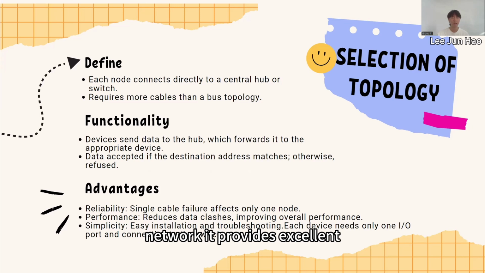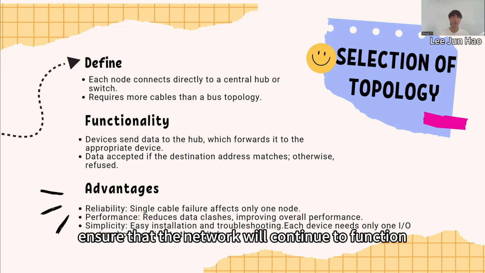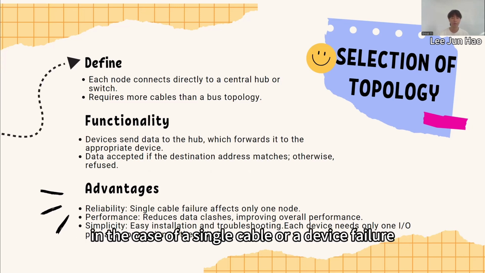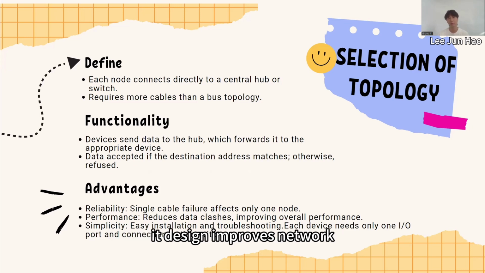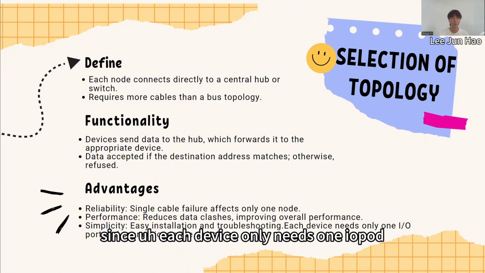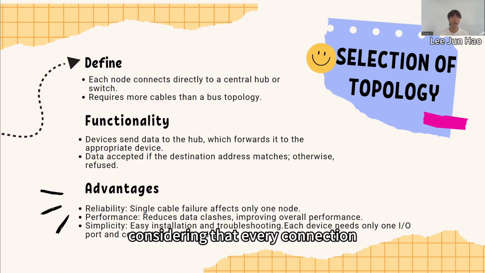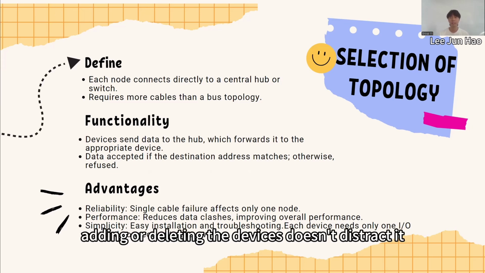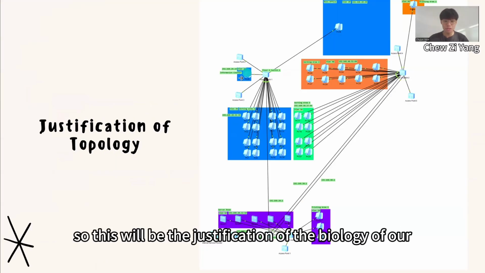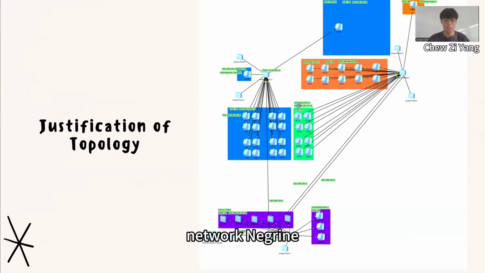It provides excellent reliability, and also ensures that the network will continue to function even in the case of a single cable or device failure. By reducing data clashes, the design improves network performance overall. Since each device only needs 1 I/O port and 1 connection to the switch, it is also simple. Considering that every connection in the star topology is clearly identified, it is also robust, simple to install, and makes finding problems easier. It is a very scalable and adaptable option for our network configuration because adding or deleting devices doesn't disrupt it. So this will be the justification of the topology of our network diagram.